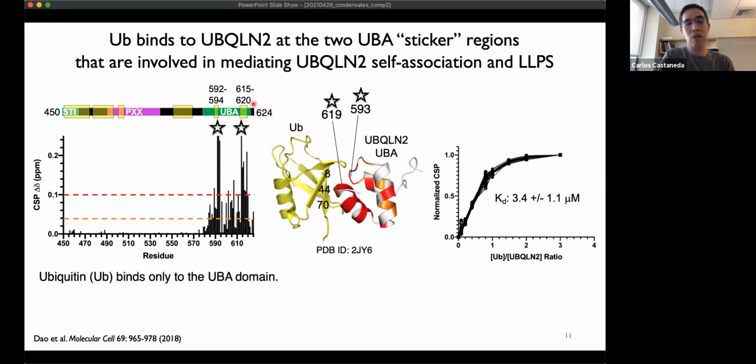What we do here is we take this construct of 450 to 624. We add in unlabeled ubiquitin to it, and then we can monitor those peaks that move. Those peaks that move correspond to the binding that's taken place between ubiquitin and the UBA domain. What was interesting was how two of the hotspots, two of the largest CSPs, correspond to the very same hotspots that we determined to be important for self-association and for phase separation for ubiquilin 2, right?